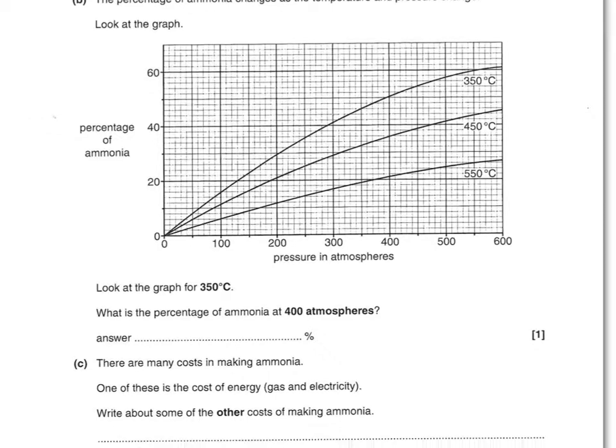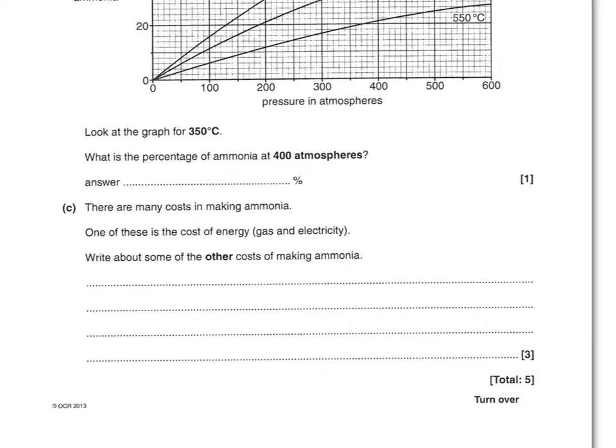And then there are many costs in making ammonia. One of these is the cost of energy, i.e. the gas and electricity. Write about some of the other costs of making ammonia. So you could say that there's the cost of the starting materials. You could say the labour costs or wages. You could say the equipment. You could say the plant or the cost of rent or the cost of rates. You could say the cost of the catalyst. You could say the transportation costs. So any 3 of those, we get those 3 marks.